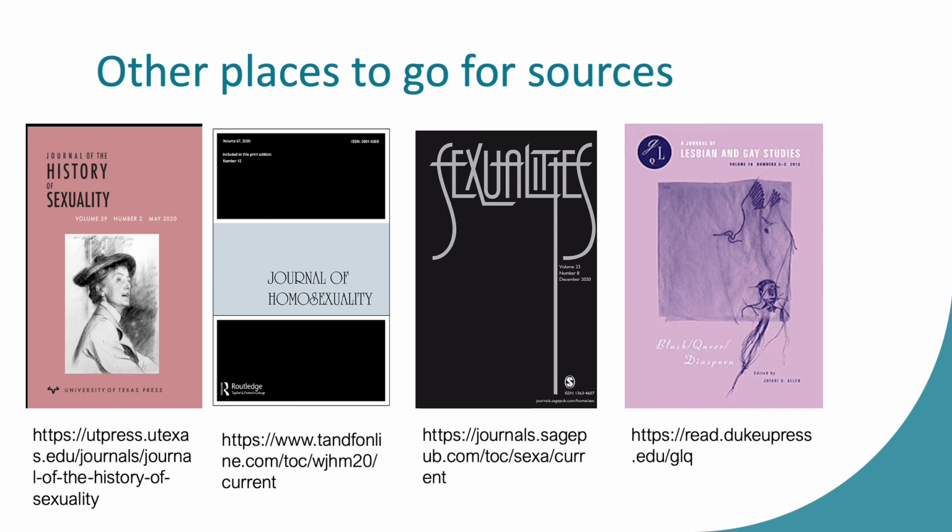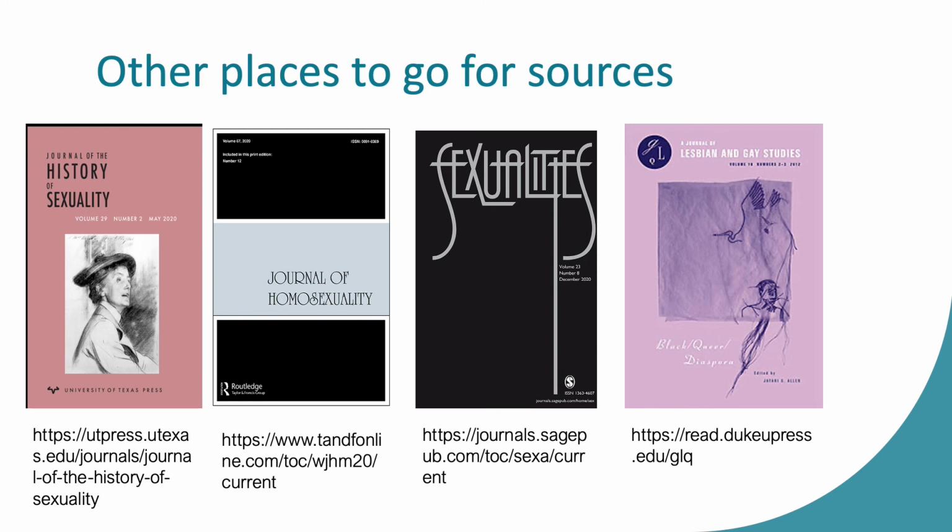Another thing that you might want to do is browse through some of the top journals in the field. And I've just listed a few of them on this slide right here. Probably the best known, the most authoritative, if there is a flagship journal in the field, it would probably be the Journal of the History of Sexuality. But that's not the only one that's important, and that might have good quality academic publications for you on your topic. You could also try the Journal of Homosexuality, Sexualities, and GLQ, the Journal of Lesbian and Gay Studies.